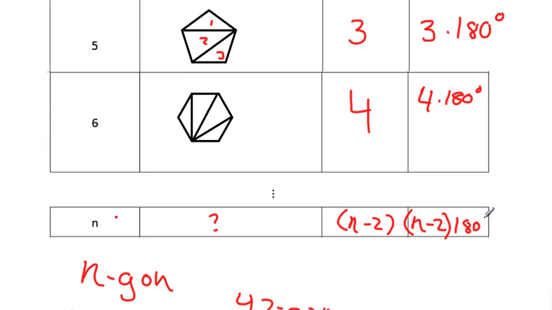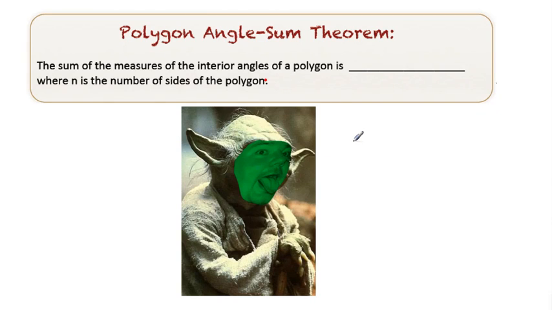And that'll tell you the total sum of all the interior angles. So here we go, polygon angle sum theorem. The sum of the measures of the interior angles of a polygon is (n minus 2) times 180. And I'm using extra parentheses than you might see in the textbook or online. That's okay. Remember, it's okay to have extra parentheses. Sometimes it's not okay not to have enough parentheses.